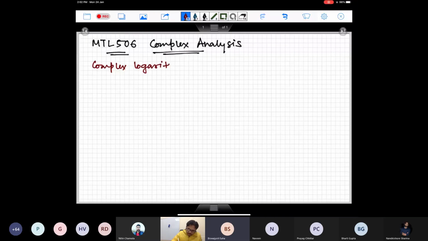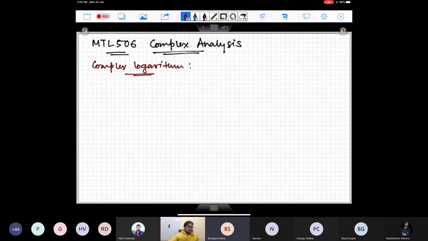As I said in the last class, today we are going to start with the complex logarithm. In the last lecture you saw how one defines the logarithm on the real line. One takes the exponential function, which is defined on R, taking values in the positive real numbers. That function is injective, and then one defines the logarithm as the inverse of the exponential function.